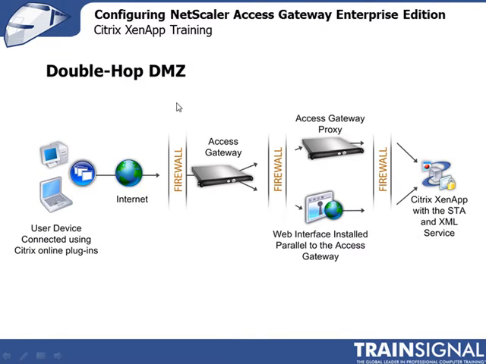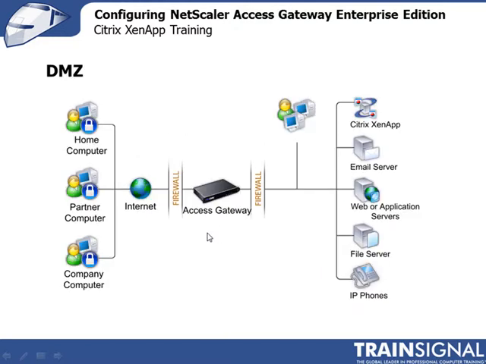There's always the double hop DMZ, where you have one, possibly two NetScalers, one in your first DMZ, one in the second. You have the web interface that's parallel to the NetScaler, and then you have your secure network. We're not going to do that either. What we're going to deploy is a traditional DMZ type deployment where the NetScaler is actually sitting in the DMZ.